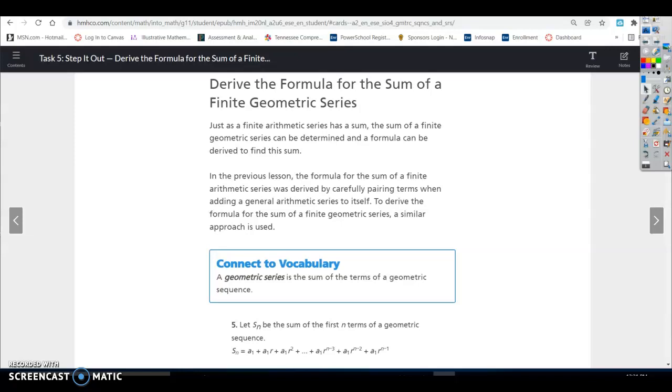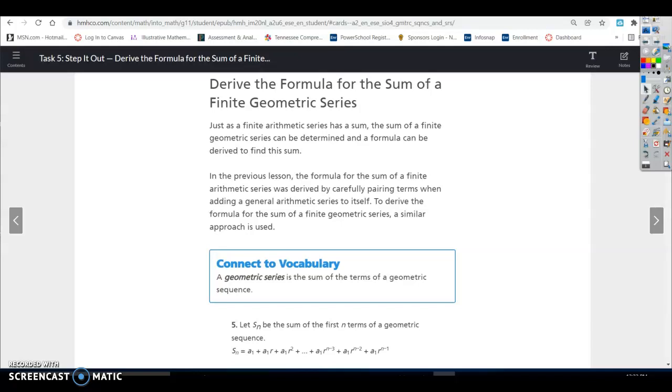Lesson 13.3, Task 5. Derive the formula for the sum of a finite geometric series. Just as a finite arithmetic series has a sum, the sum of a finite geometric series can be determined and a formula can be derived to find the sum.